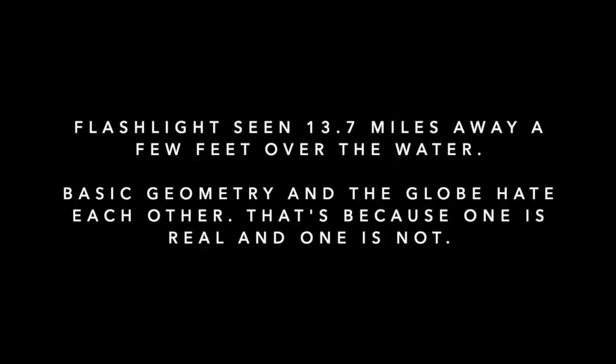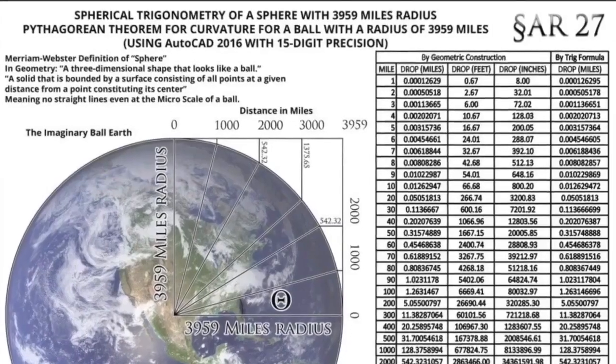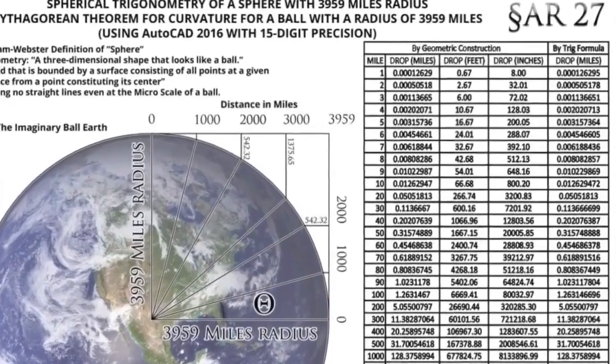You got it. 13.7 miles away. Seen a few feet over the water. Basic geometry and the globe hate each other. And that's because one is real and one is not. Basic geometry remains the same. The curvature of the Earth is something that we can now test and see for ourselves.